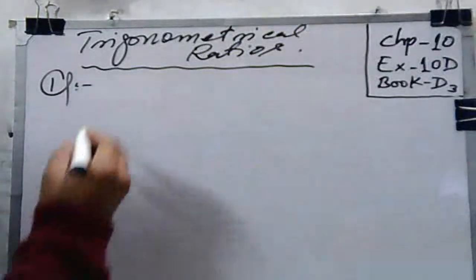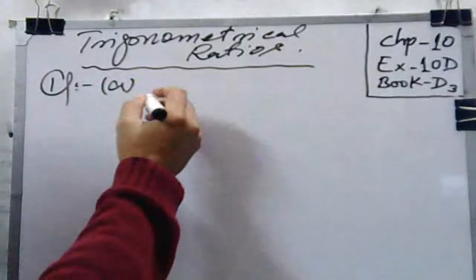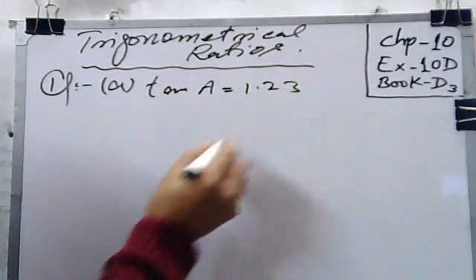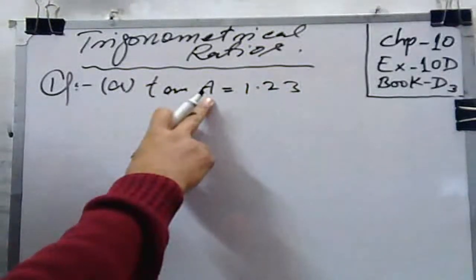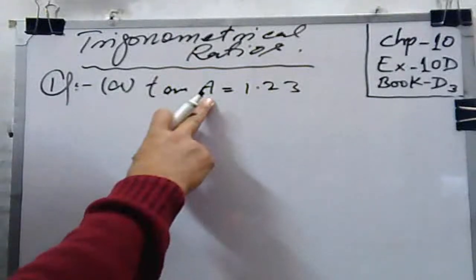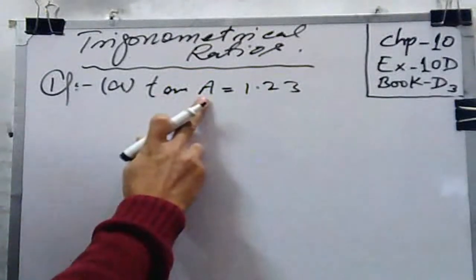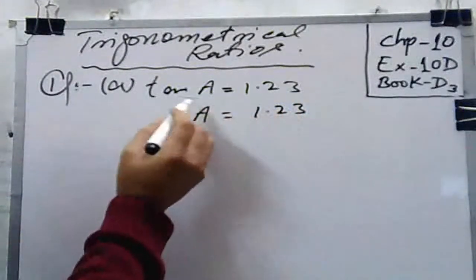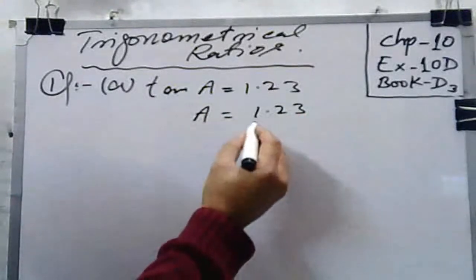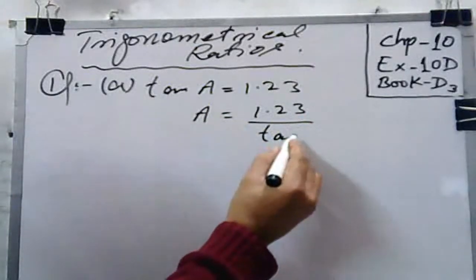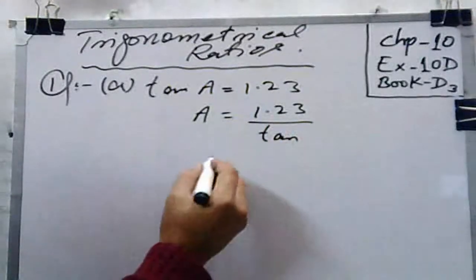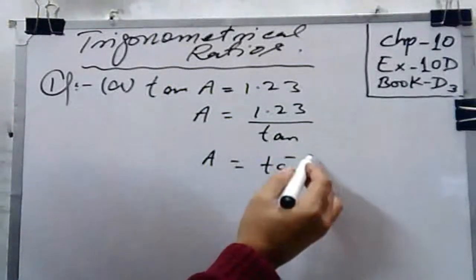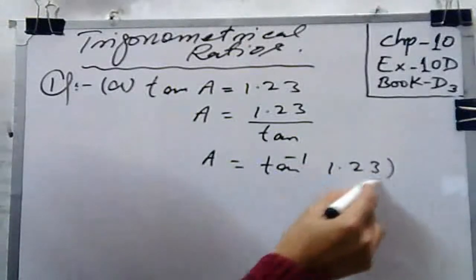Part A, that is tan A is equal to 1.23. We have to find A because we have to find the angles. So tan A means A is the angle. You need A. Tan is multiplying with A, so it will be divided here. Anything which is multiplying, when it moves across, can be written as tan inverse 1.23.